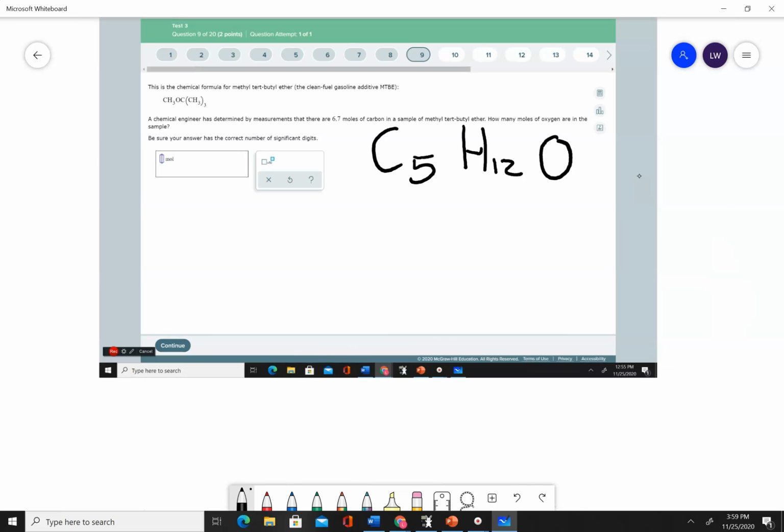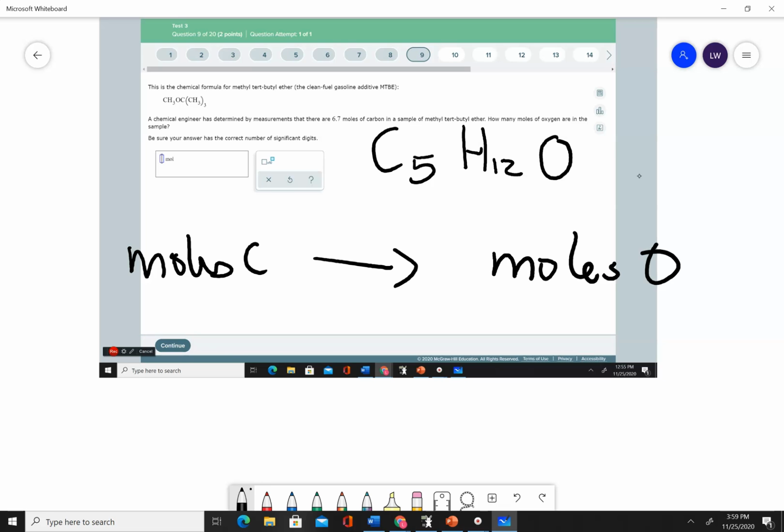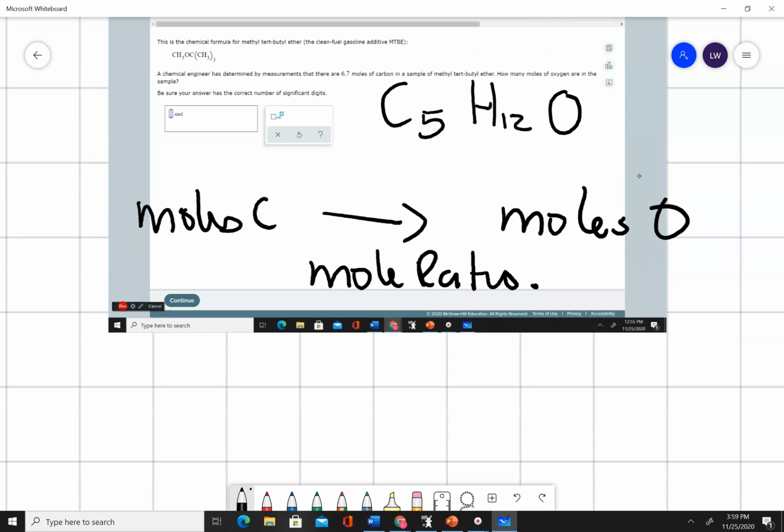So what it says here is a chemical engineer has determined by measurements that there are 6.7 moles of carbon in a sample of MTBE. How many moles of oxygen are there in the sample? Now, whenever we're going from moles of one thing to moles of another thing, we're always going to multiply by the mole ratio. In fact, whenever we're converting an amount of one thing into an amount of another thing, we always go from moles of A to moles of B using the mole ratio. So this is pretty simple.